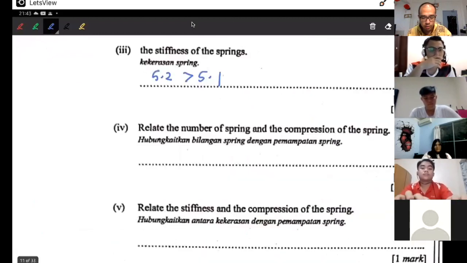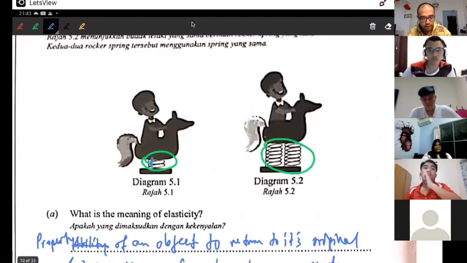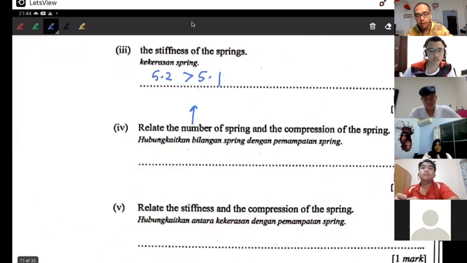So relate the number of spring and the compression. So the bigger the number of spring, look at the compression. Compression means berapa banyak dia kena mampat. Okay, so this is obviously only very little lah. So the bigger the number of spring, the smaller the compression of spring. Lebih banyak spring, then dia suka untuk compress lah.